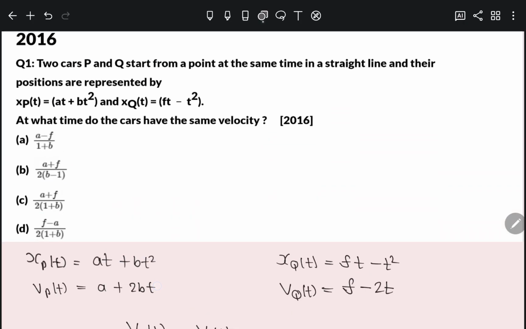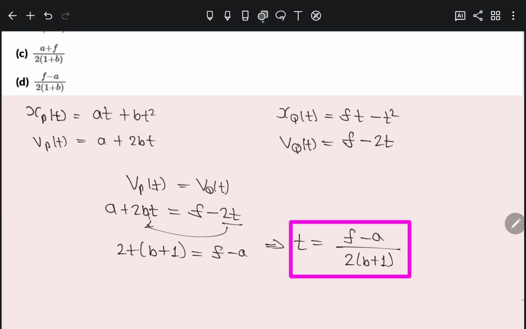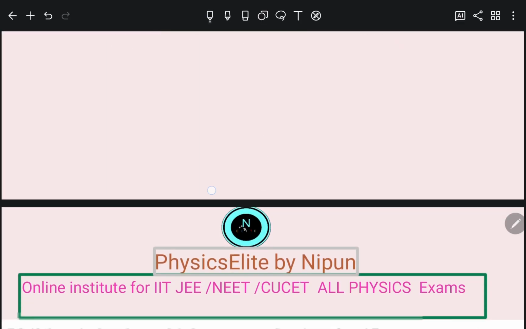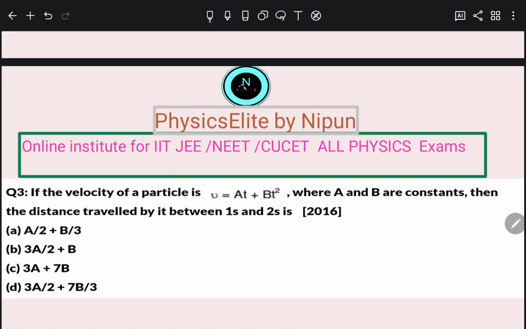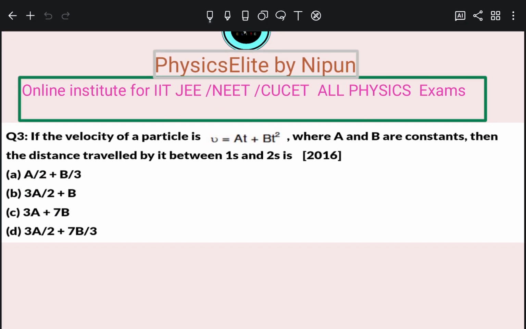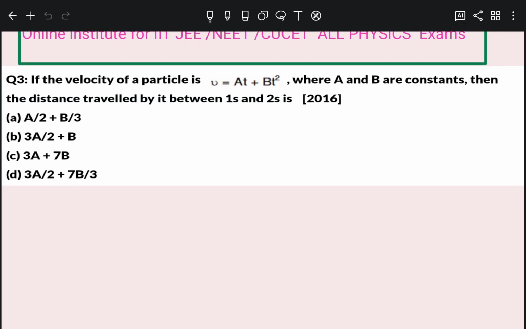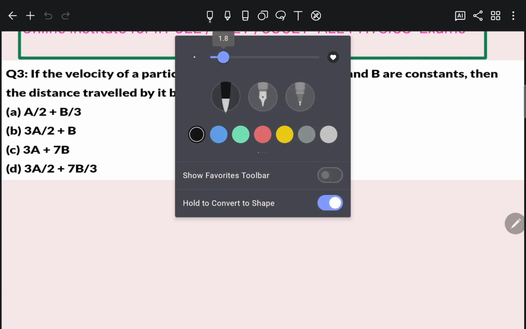Understand? Easy now. So which option is matching? F minus a, 2b plus 1. Option D is correct. All questions are easy, just basic understanding. If you do the basic questions, basic NCERT, solve the examples, you can easily understand. If your concept is good, then this is not quite difficult to solve, right?